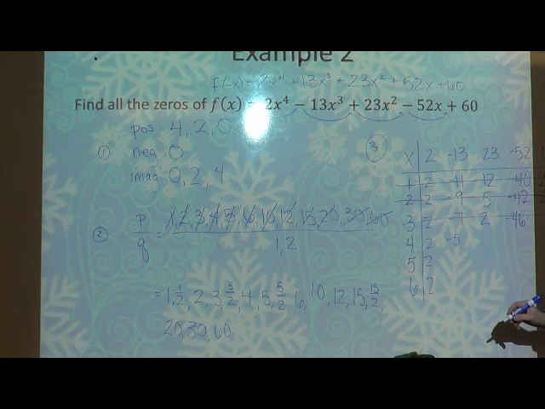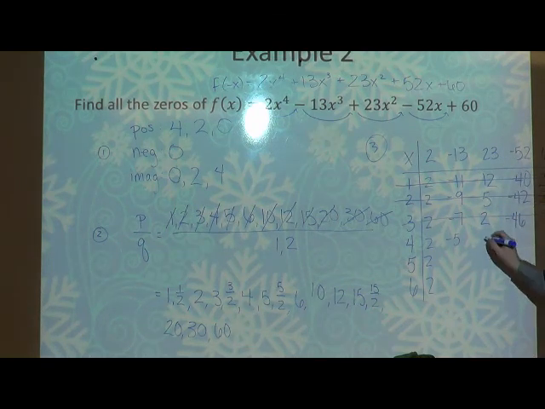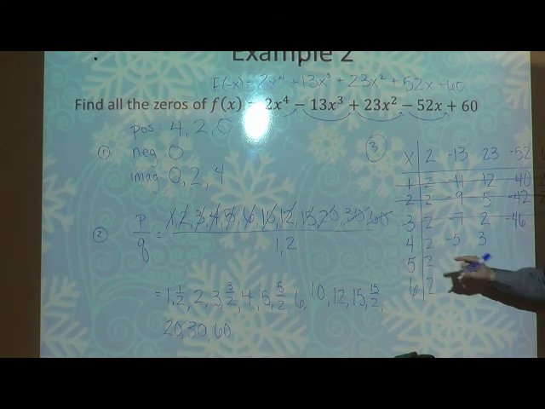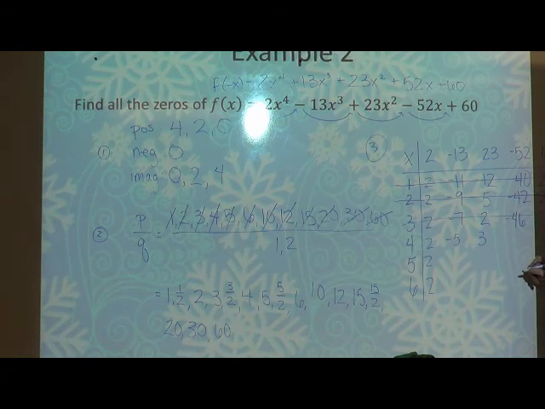Negative 5 times 4 is negative 20, plus 23 is a positive 3. 3 times 4 is 12, plus negative 52 is a negative 40. Negative 40 times 4 is a negative 160, plus 60 is a negative 100. Not going to work.